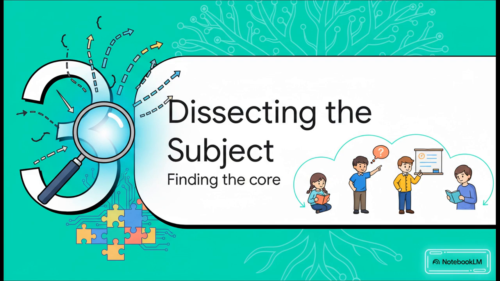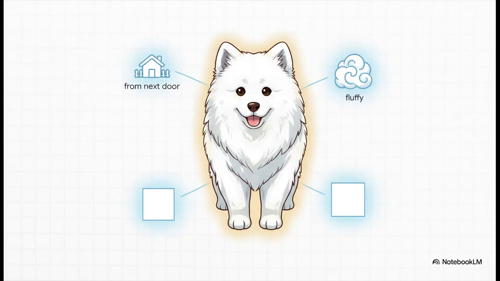Okay, so we know how to chop a sentence in half. Now let's put that first half, the subject, under the microscope. So even if the subject is kind of long, like the really big, fluffy white dog from next door, there's always one single word at its heart. We call this the subject word, and it's pretty much always a noun. Everything else is just extra flavor.